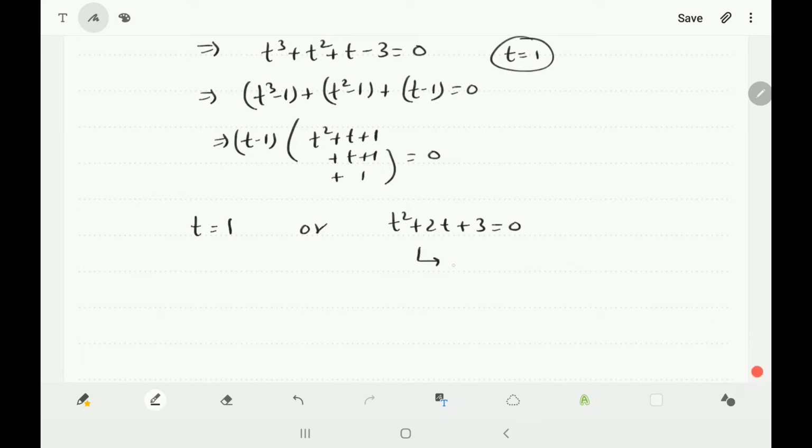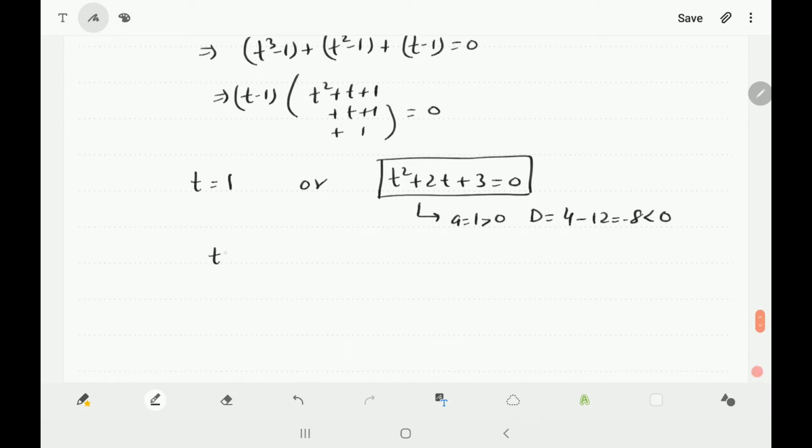This term is always positive because its leading coefficient is 1 and its D, which is b square minus 4ac, is a negative term. So this quadratic equation won't have real roots. So we have t is equal to 1.